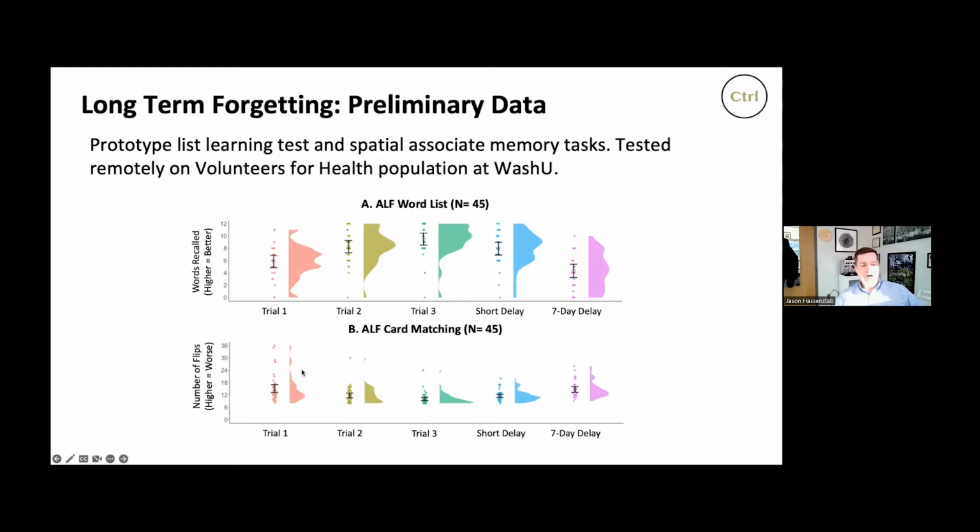And on the card matching test, higher scores are worse, because the number of attempts they have to make to match these goes way down and then goes way back up. So I think we're onto something here that might reveal a little bit more sensitivity than the typical test.